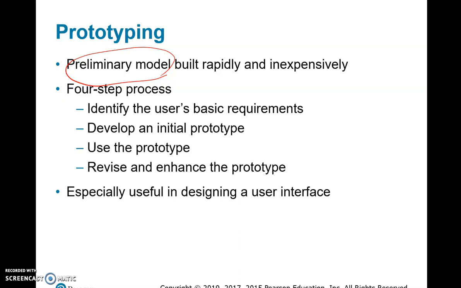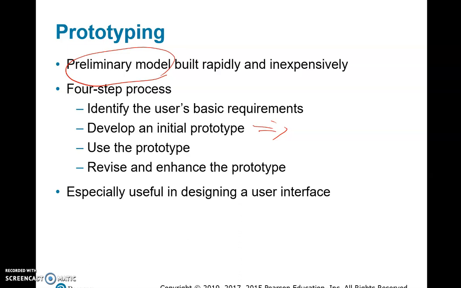The number 1 is to identify the user's basic requirements. This is the requirement analysis that we talked about before. Number 2 is to develop an initial prototype. A prototype can be done as a storybook. It can be done as a series of website pages. It can be done as, if you click on this, it is going to go to the next development process, and from there a method should be built, so on and so forth. It can be done in many ways.